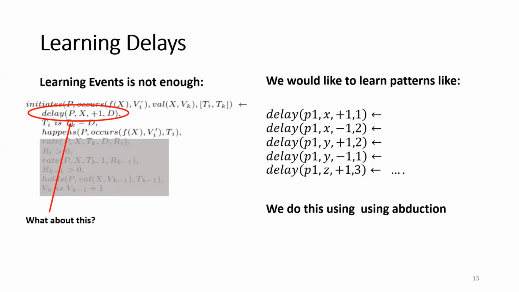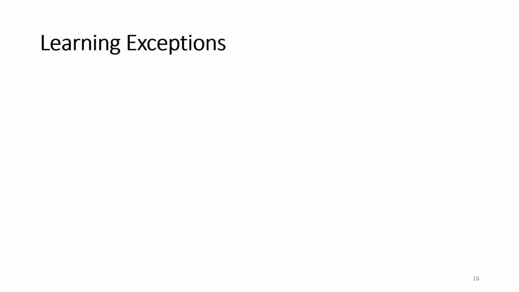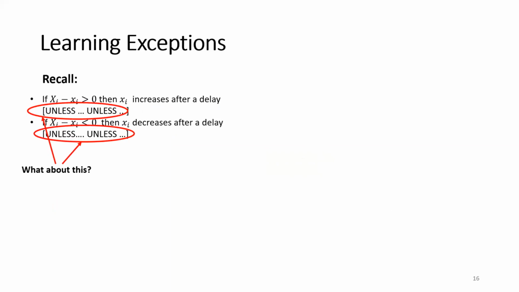So we learn all these delay predicates given the same data, but we learn that at the same time as the happens predicates. So in principle, we have delays, we have happens from the data. So we should be able to use these event calculus axioms. But as I said, there's that bit on the unless part.